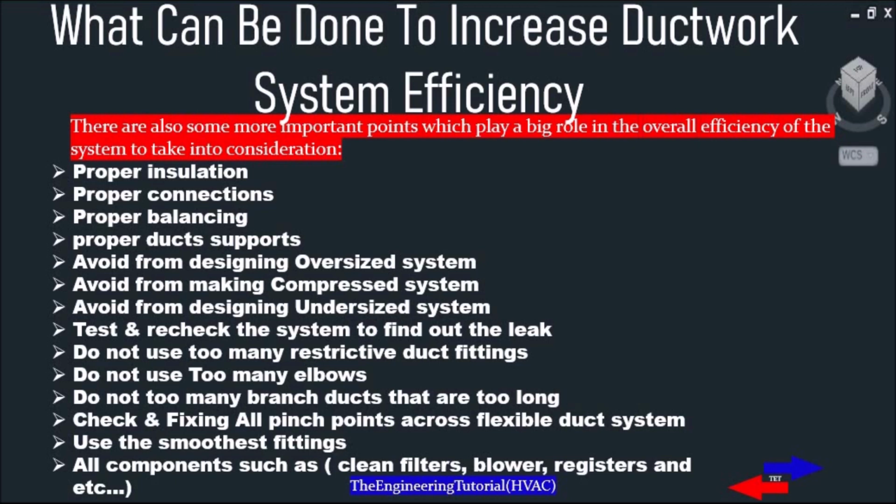Do not use too many restrictive duct fittings. Do not use too many elbows. Do not use branch ducts that are too long. Check and fix all pinch points across the flexible duct system. Use the smallest fittings and components such as coolant, filters, blower, registers and so on.